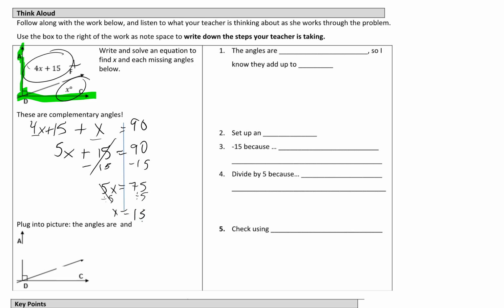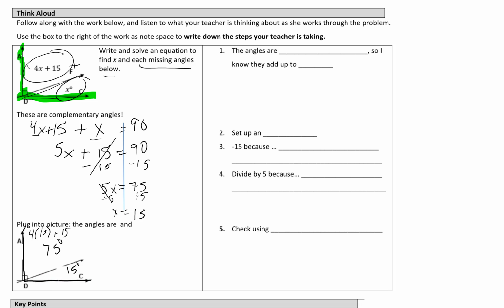Okay, so I've solved for x, but if I look back at my question, I also need to find each missing angle. So I'm going to go down here in my picture, and I'm just going to substitute. The bottom angle was just x, so just 15 degrees down here. And then the top angle was 4x plus 15, so I'm going to substitute 15 in for x. And then if I multiply this, I get 60 plus 15. I see this angle is 75 degrees.